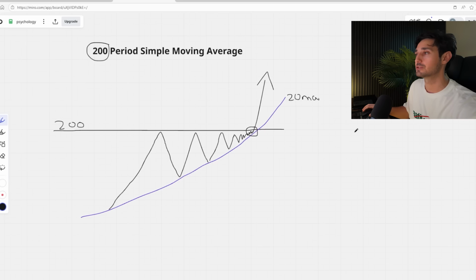However, they're extremely powerful. So you want a flat 200 MA, rising 20 MA that's going through the moving average, and you want to see prices oscillate between the two until eventually they can't, there's no more room to oscillate, and then they break out. And this honestly works better for swing trading. So I'd look at the daily or weekly time frame for this.